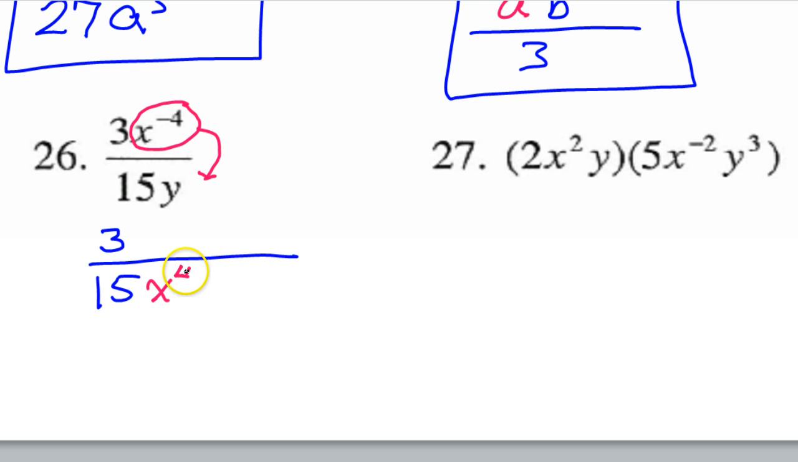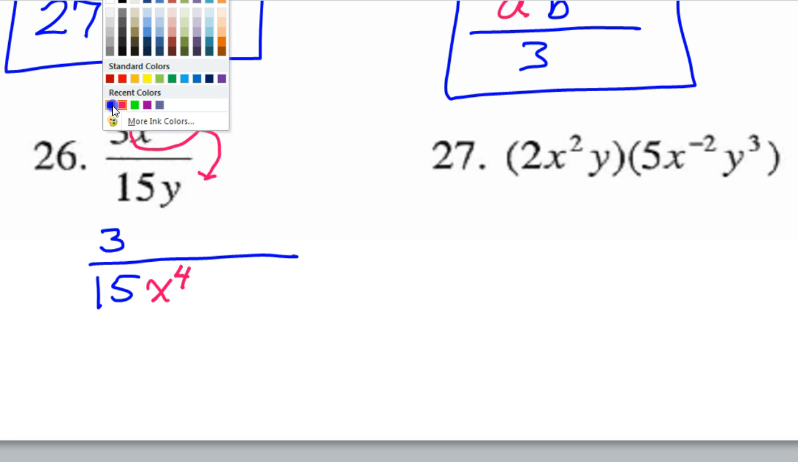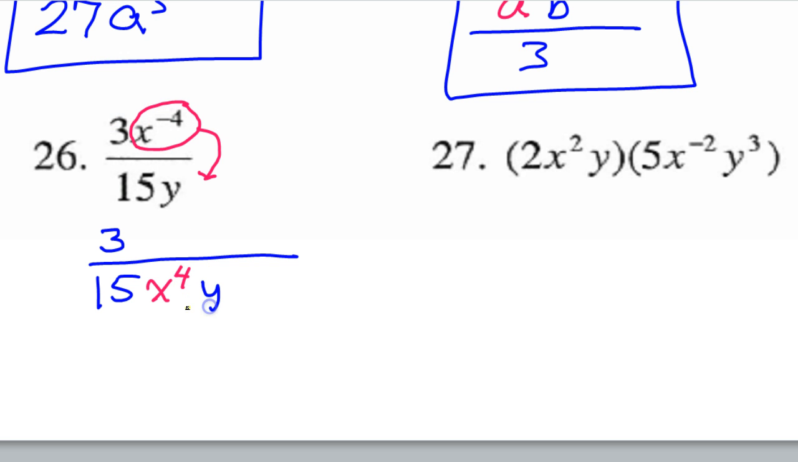You know, no one's going to mark it wrong if you don't alphabetize it, but if you have OCD, go ahead and let this be part of your OCD. Okay, so there you have it.